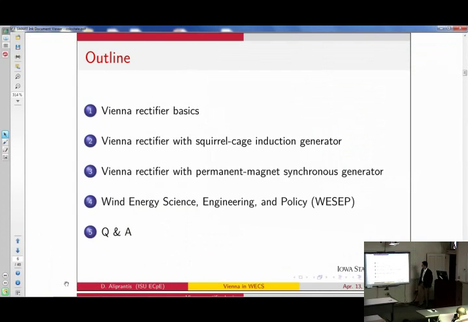And I will conclude the presentation with some discussion of a new PhD program we are establishing at Iowa State University called Wind Energy Science, Engineering and Policy, or WESEP for short, because Dr. Sid asked me to talk about this a little bit.